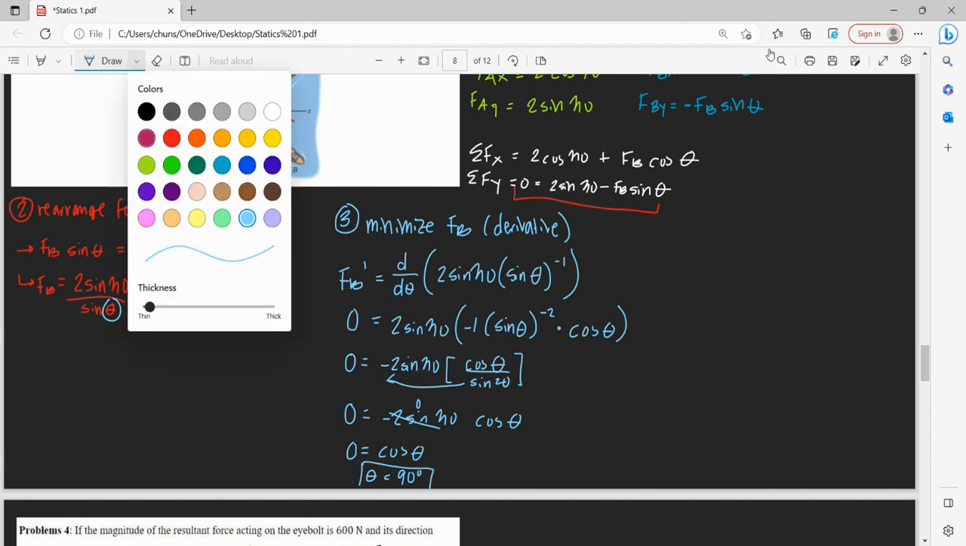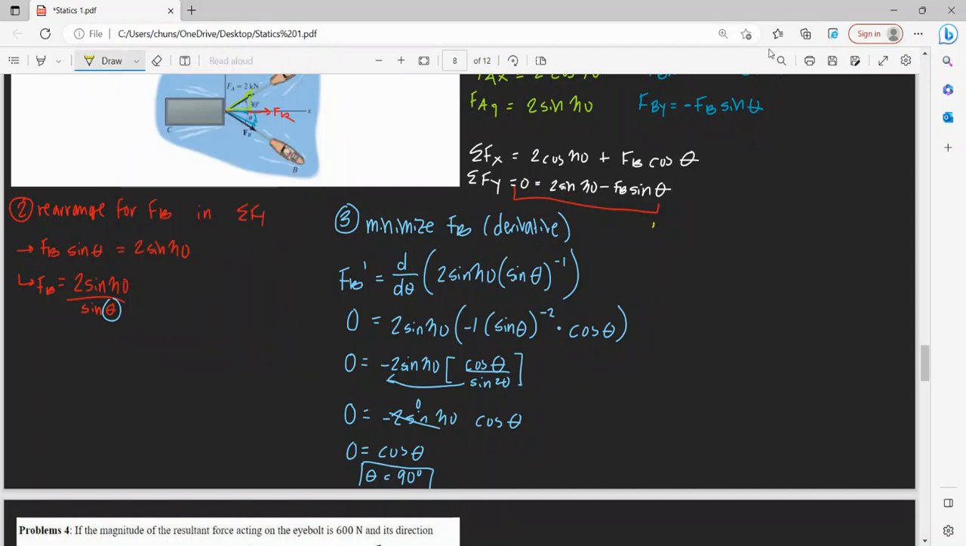So now that we found the angle that would minimize Fb, we can find Fb and Fr. So let's use this equation again. And that will be Fb equals 2 sine 30 over sine 90, which is just 1. So then that gives 2 sine 30, which is just 1 kilonewton.